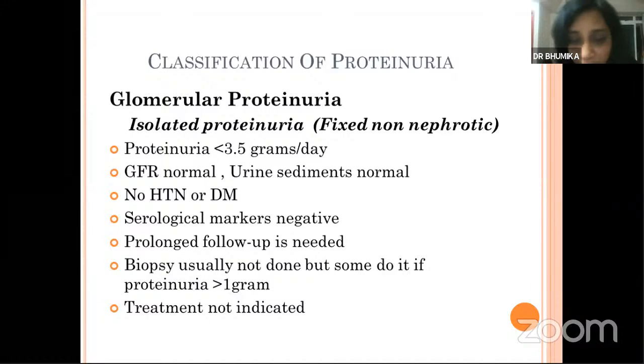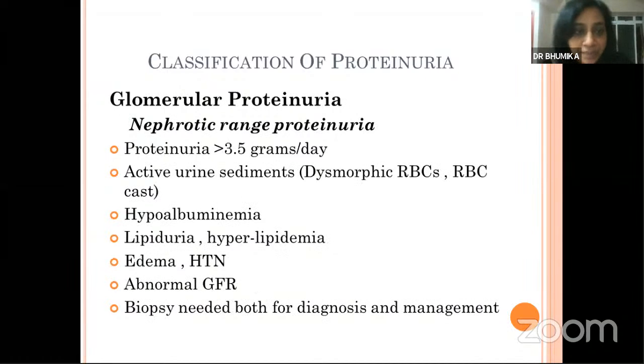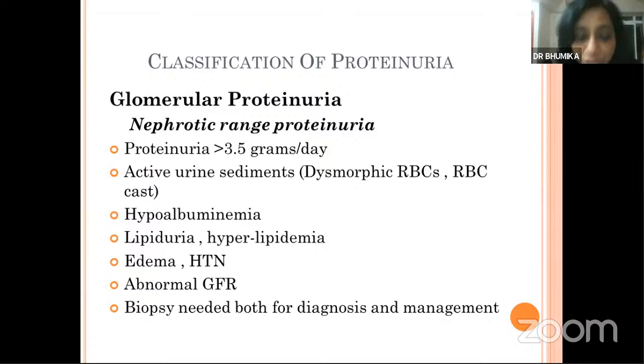Biopsy usually is not done, but some nephrologists, if the proteinuria goes beyond 1 gram and the patient tends to have edema, will go ahead and do a renal biopsy. However, when it comes out to be normal protein and normal glomerular structure on a biopsy, treatment is not indicated. Then comes what we are all aware of, a nephrotic range proteinuria. The proteinuria is more than 3.5 grams per day.